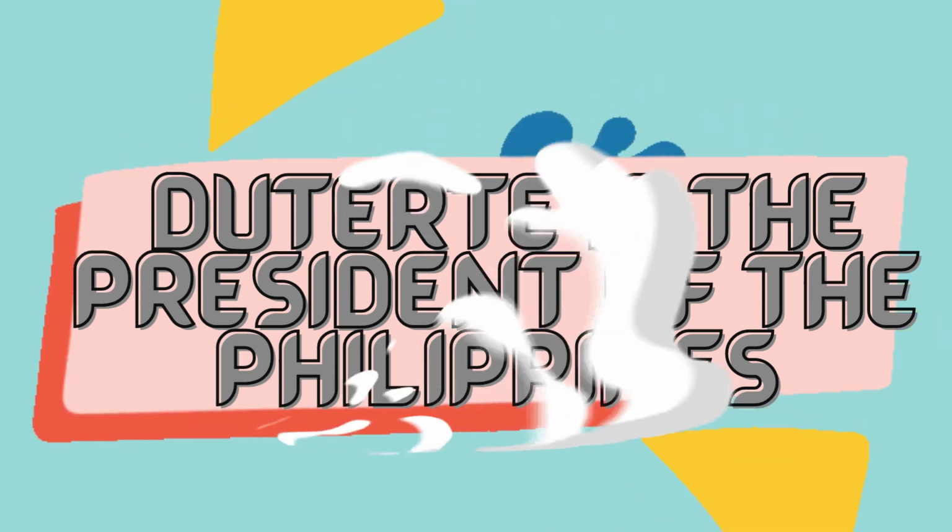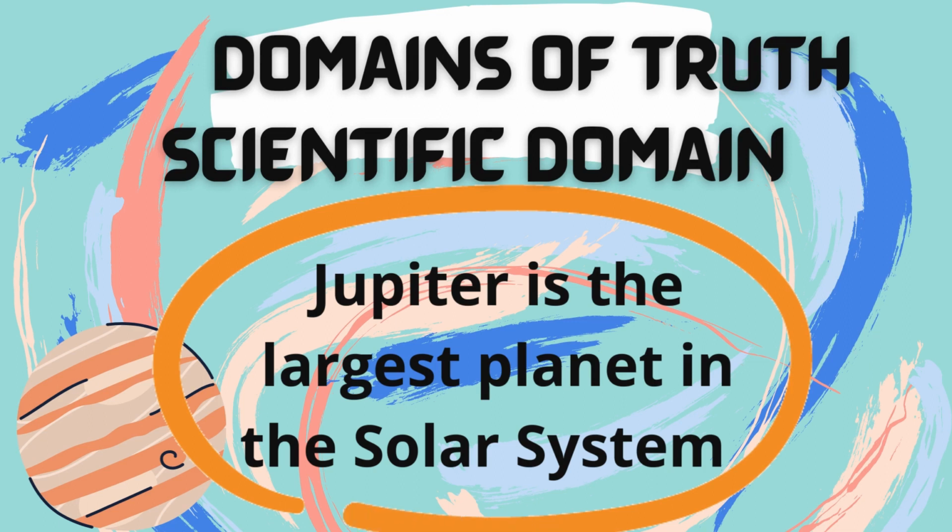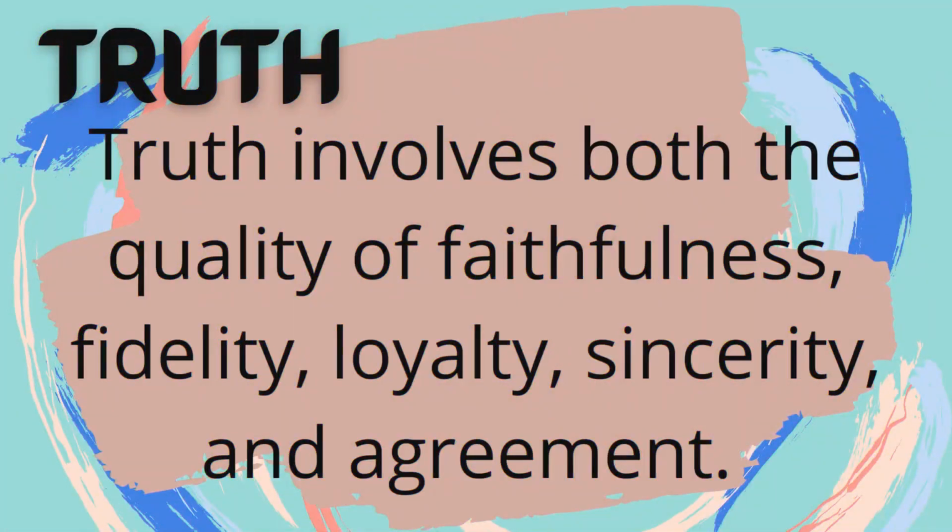So syempre, ano nga ba yung tinatawag nating truth? Let's define the word truth. When we say truth, it involves both the quality of faithfulness, fidelity, loyalty, sincerity, and agreement. In other words, pag sinabi po nating truth, it is considered another term for fact. Kapag may nakikita kayong word na fact, F-A-C-T, it also pertains to the word truth. And kung totoo ka sa mga sinasabi mo or sa statement mo, it shows loyalty and sincerity.